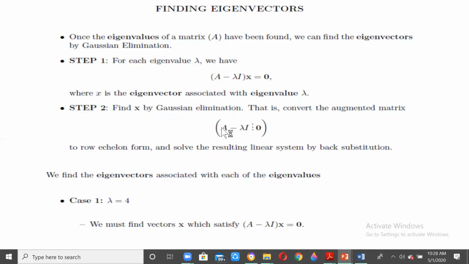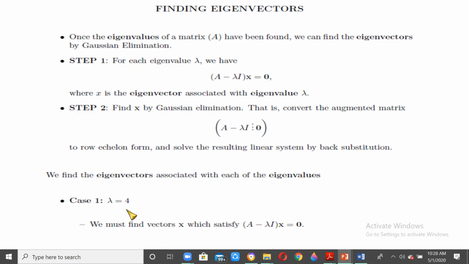So we have the augmented matrix [A minus lambda I | 0]. A minus lambda I times x should be equal to 0 in matrix format, and that will make us write the augmented matrix like this. We should convert this into row echelon form and solve the resultant linear system by back substitution. So we find the eigenvectors associated with each of the eigenvalues.